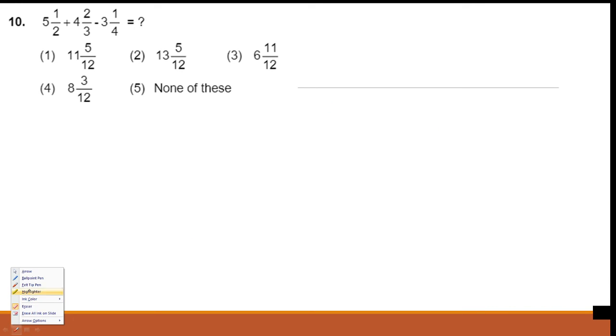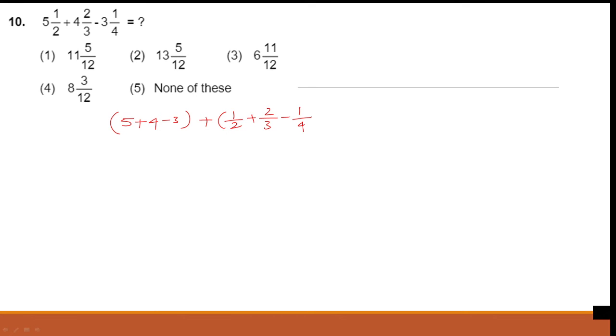Yeah, this one now. So again, mixed fraction, we'll apply the direct method, that is, the whole numbers I am going to write 5 plus 4 minus 3, plus 1 by 2 plus 2 by 3 minus 1 by 4. Okay, so now what is 5 plus 4?